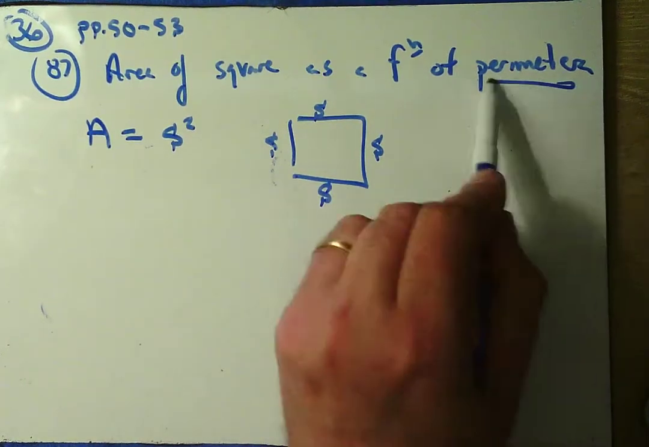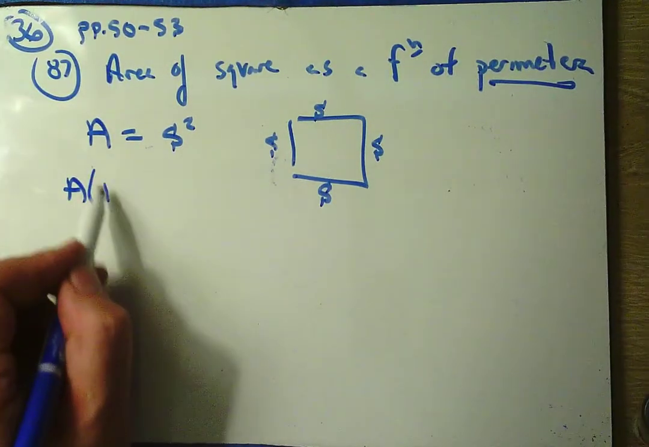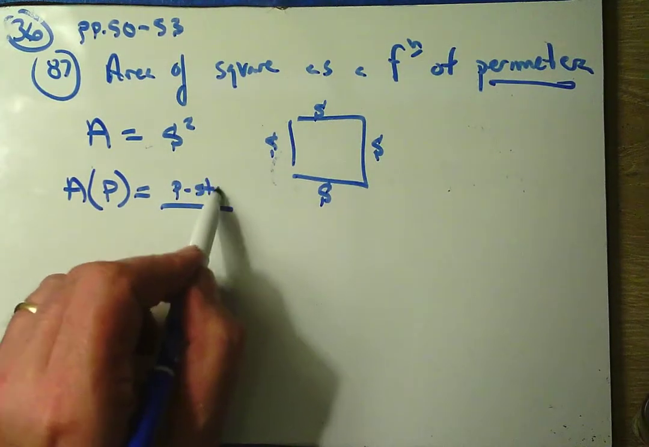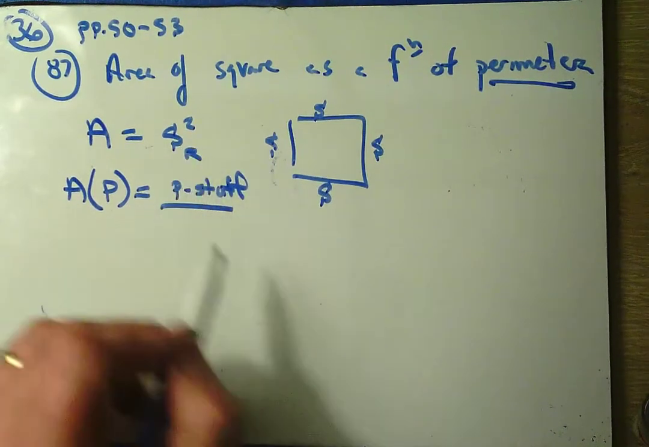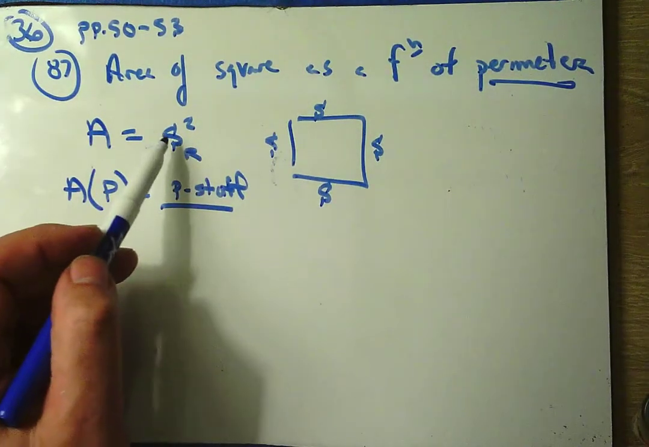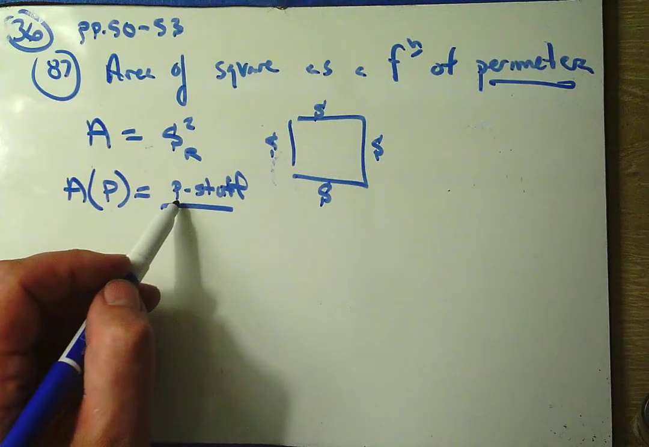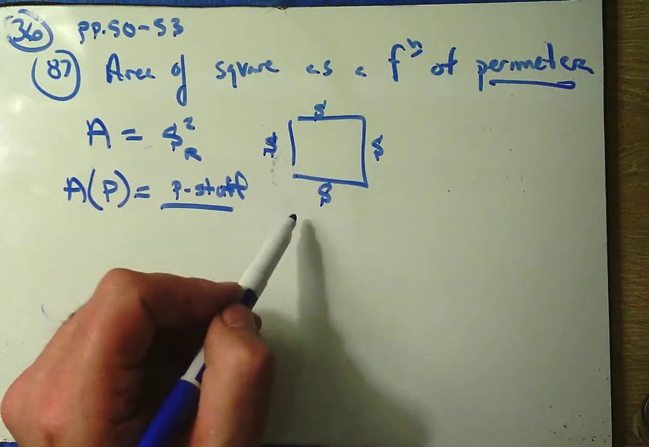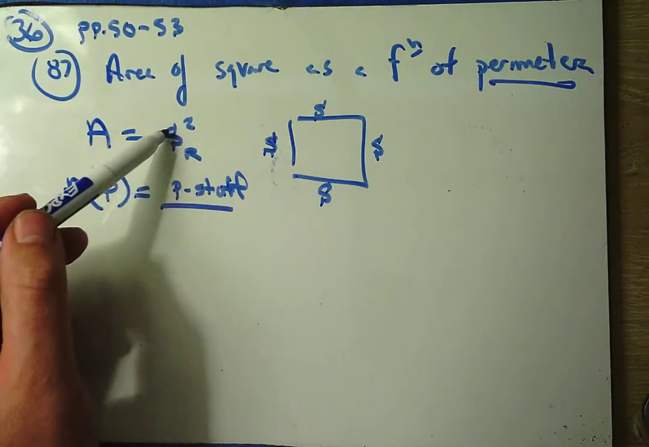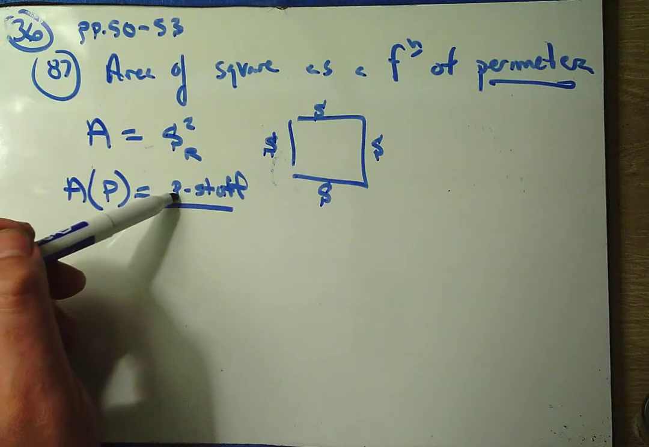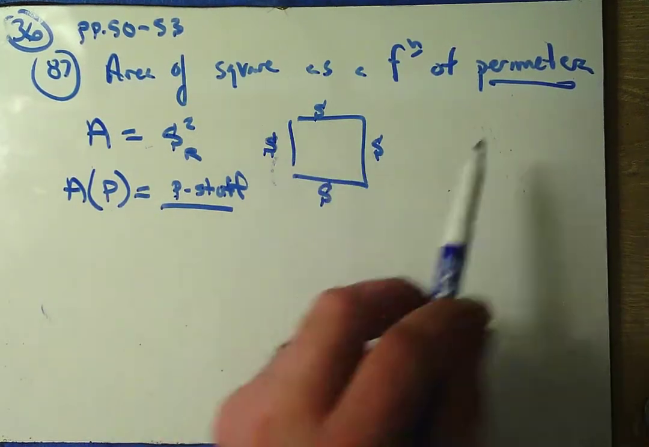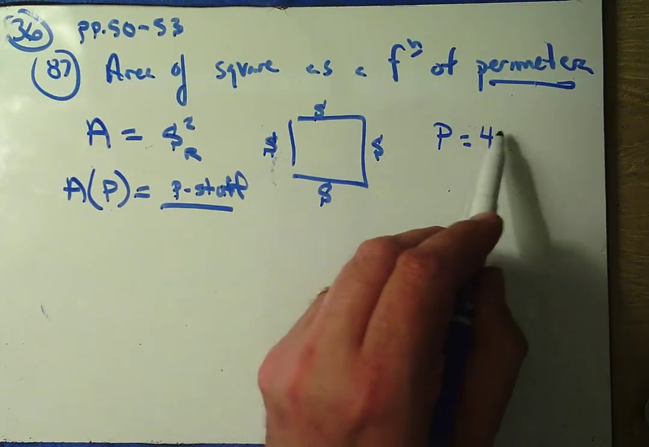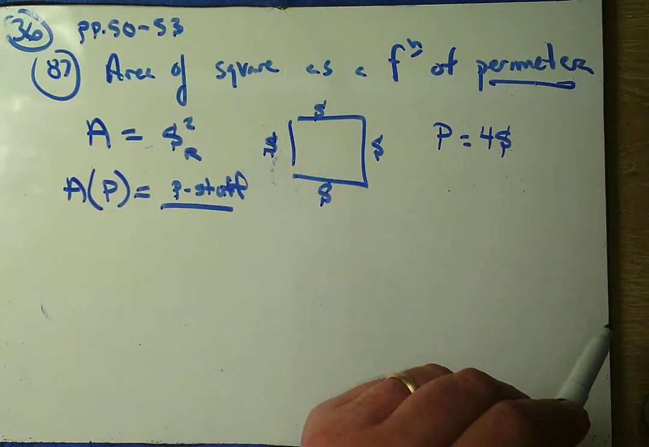But this problem says we want as a function of perimeter. We want only P stuff over here, no S stuff. So I have to find a way to get rid of the S and introduce some P stuff. Well, do we know a relationship that we can use for a helping equation? A way to connect the S we have that we don't want with the P that we do want? Well, what is perimeter? In this picture, perimeter would be all the way around added up, 4S.